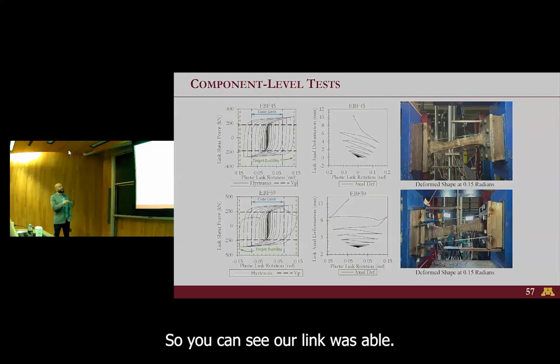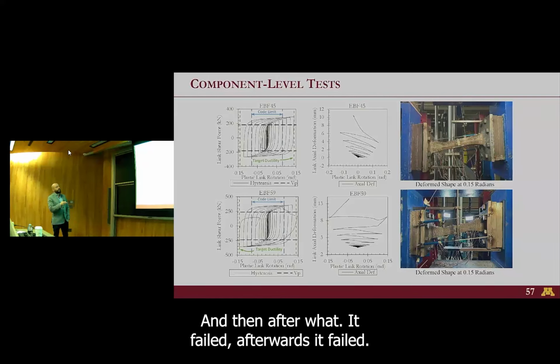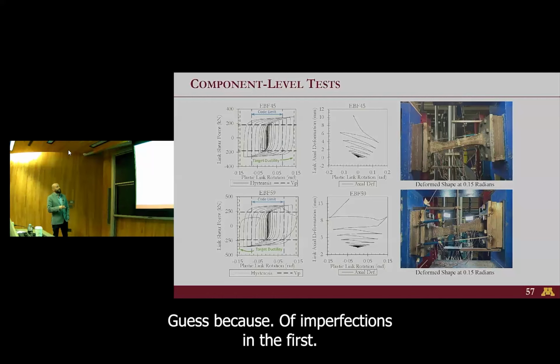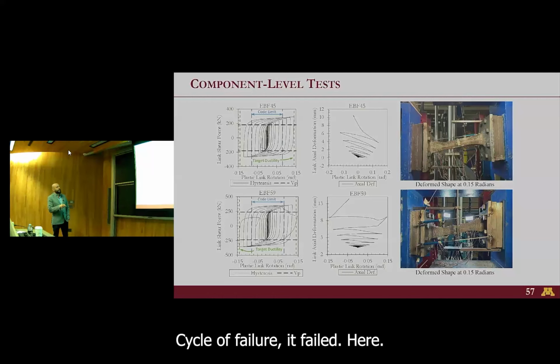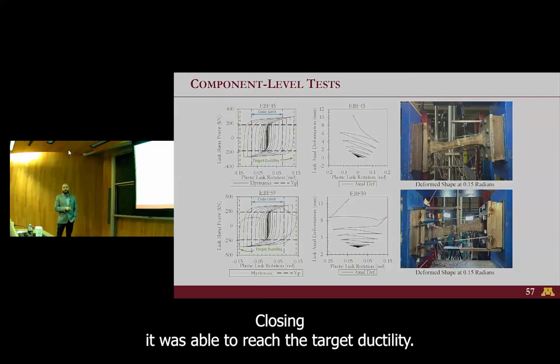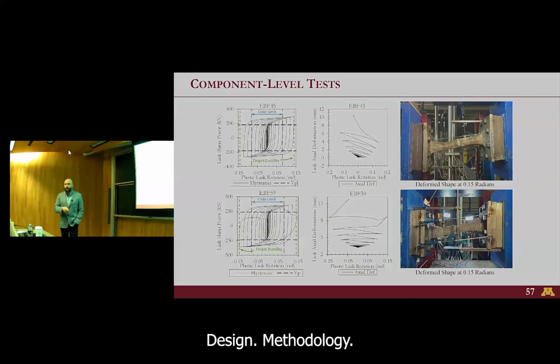So you can see our link was able to reach that for half a cycle, and then afterwards it failed. This one, I guess because of imperfections, in the first cycle of failure, it failed here, but then upon closing, it was able to reach the target ductility. So we were pretty happy with our design methodology and the performance.